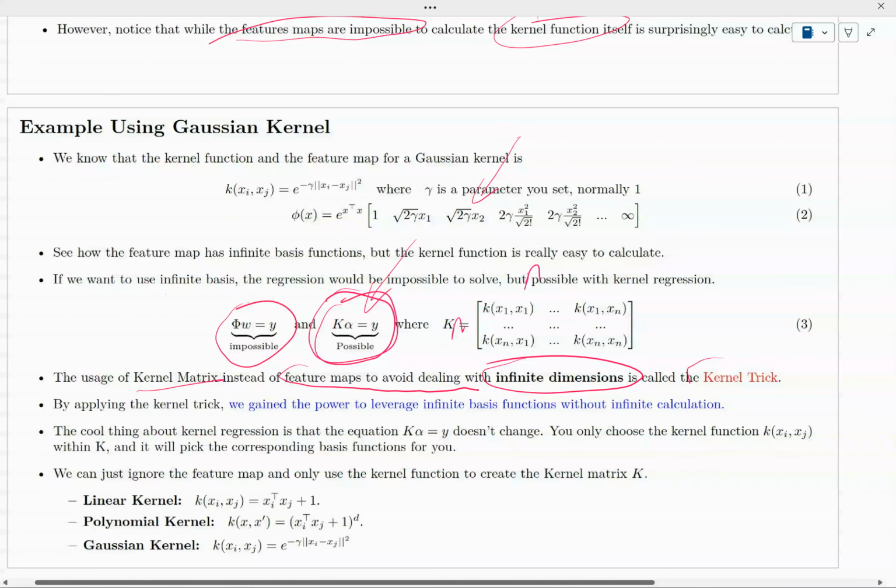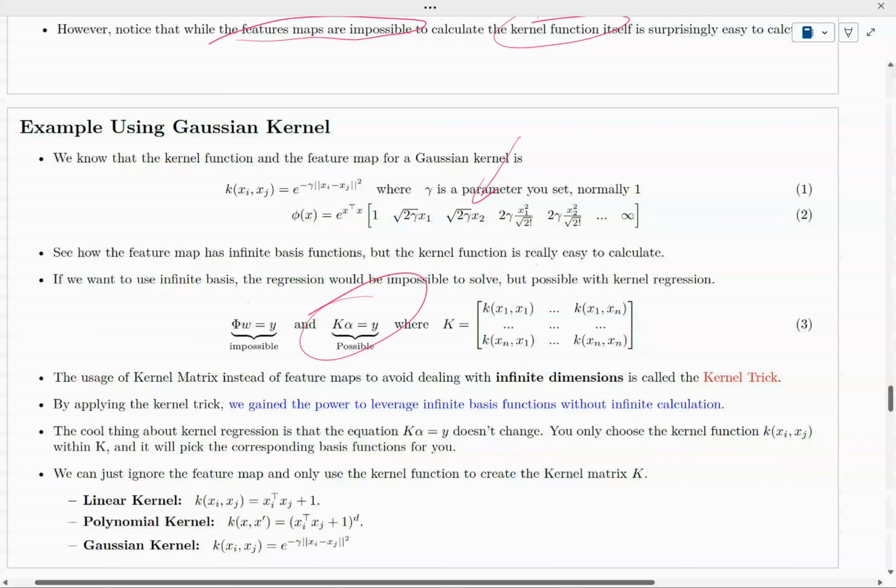Doing this whole process is called a kernel trick. It's a trick that essentially converts infinite dimension into a feasible n by n matrix. By applying the kernel matrix, we gain the power to leverage infinite basis functions without infinite calculation. The cool thing about this, once you have this formulation, depending on the situation, this formulation stays the same. You can just pick a different kernel function and calculate a different kernel matrix. And then you can solve this again, right? There are many, many different kernel functions. You just pick one, pick a powerful one, pick a less powerful one, and this formulation will not change. Okay?